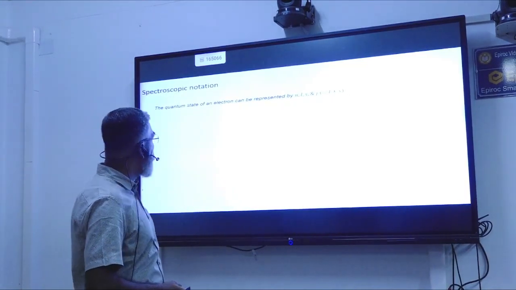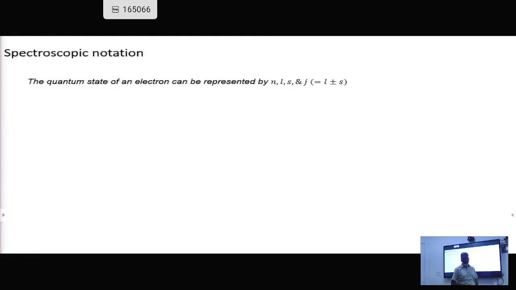The quantum state of an electron can be represented by the quantum numbers. The idea of a quantum number itself is to represent the state of an electron. And we know that by Pauli's exclusion principle, no two electrons will have the same state, which means at least one of the quantum numbers should be different. So by looking at the quantum numbers, we can say the state of the electron, and two electrons will not have the same set of quantum numbers.